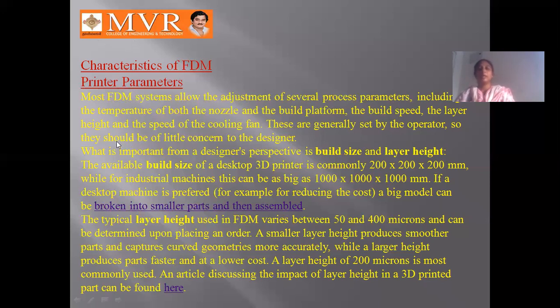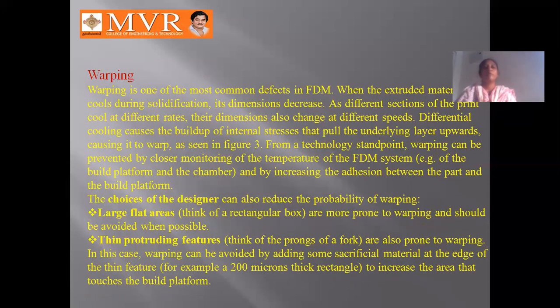The typical layer height used in FDM varies between 50 and 400 microns and can be determined upon placing an order. A small layer height produces smoother parts and captures curved geometries more accurately, while a larger height produces parts faster and at a lower cost. A layer height of 200 microns is most commonly used. An article discussing the impact of layer height in a 3D printed part can be found here.